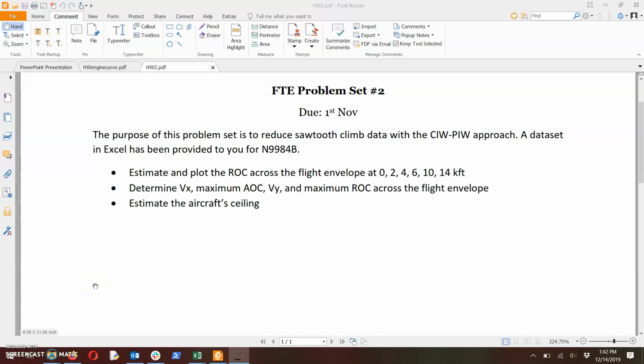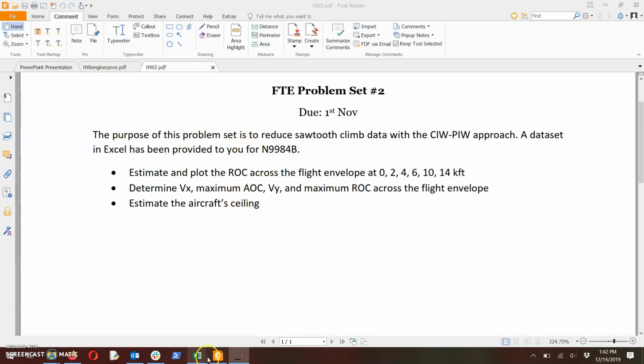Okay, so welcome to the Flight Test Engineering problem set to work through. The objective of this is to show you how to do the Sawtooth climb data reduction. And we have the problem statement here. The background information was provided to you. And so we're just going to jump right into that.